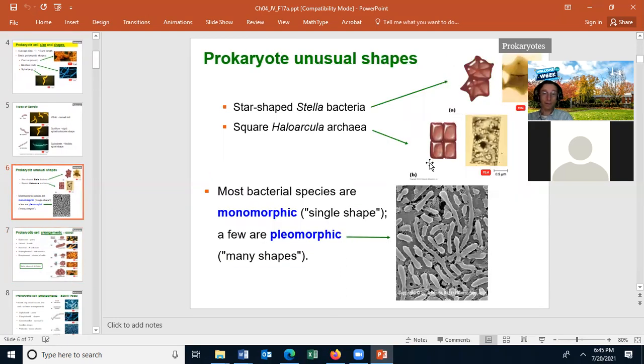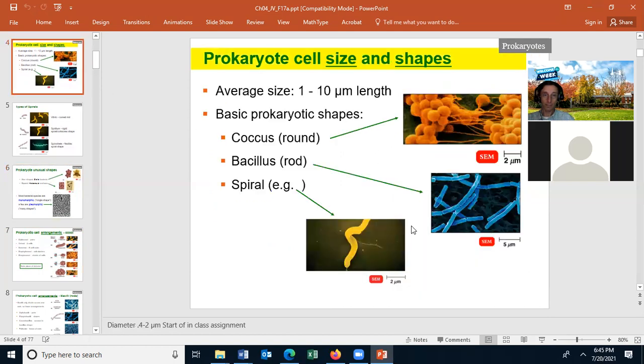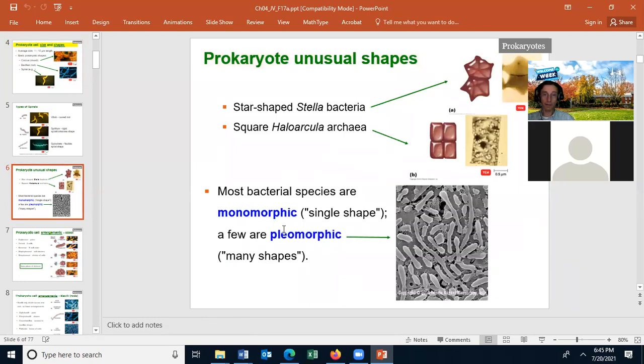All right, most bacterial species are monomorphic, meaning they have one single shape. Like all of these are rectangular. All of the spirals are spirals. All of the cocci are round cocci. So most bacteria are monomorphic, single shape. But a few species of bacteria are pleomorphic, where they have many different shapes, even though they're all the same species. Any question about any of that?